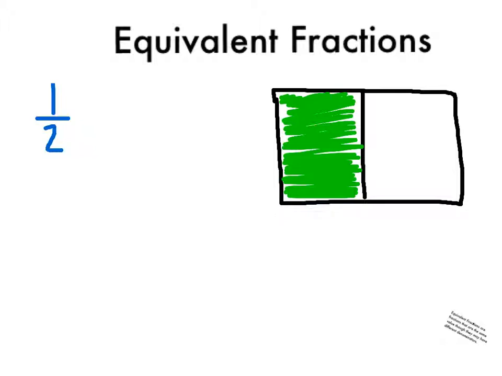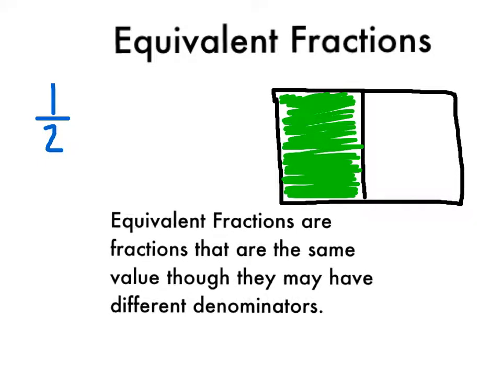First, I think it's important that we talk about what equivalent means. So here's the definition for equivalent. Equivalent is going to be equal in value, or it's going to be the same. And an equivalent fraction, get our little definition here. An equivalent fraction are fractions that are the same value, though they may have different denominators. So the denominator, the bottom number, may be different, but they actually equal the same value.